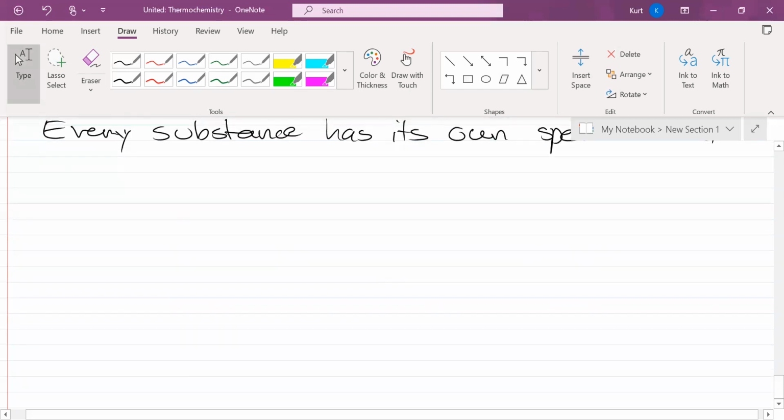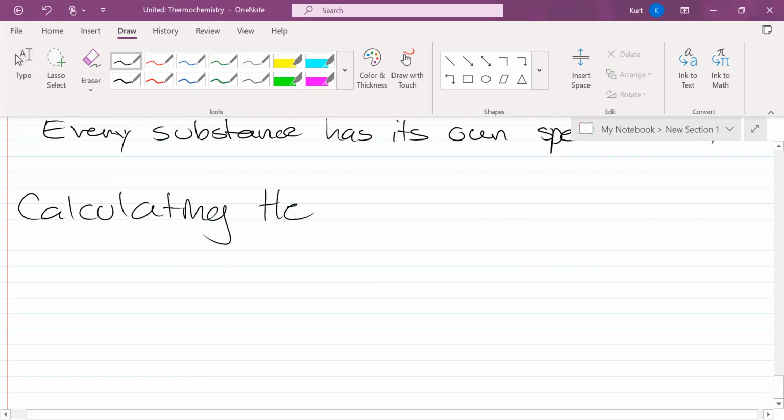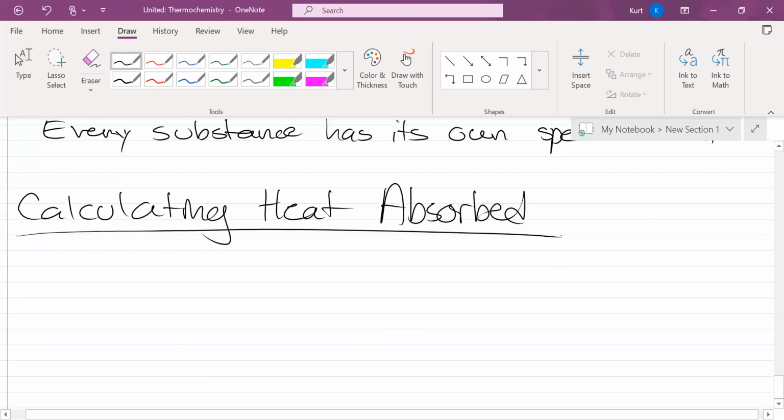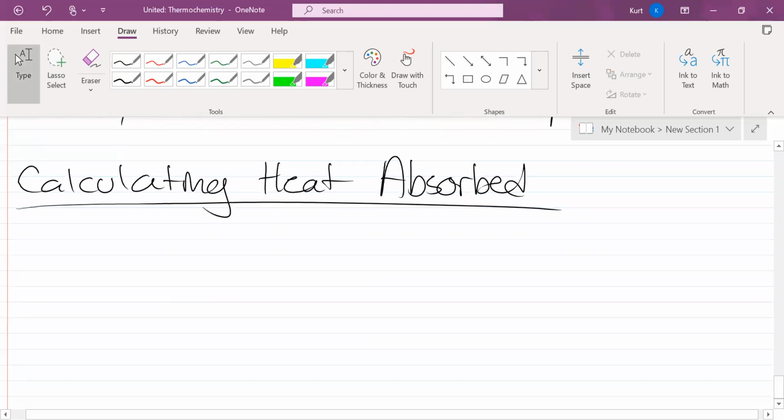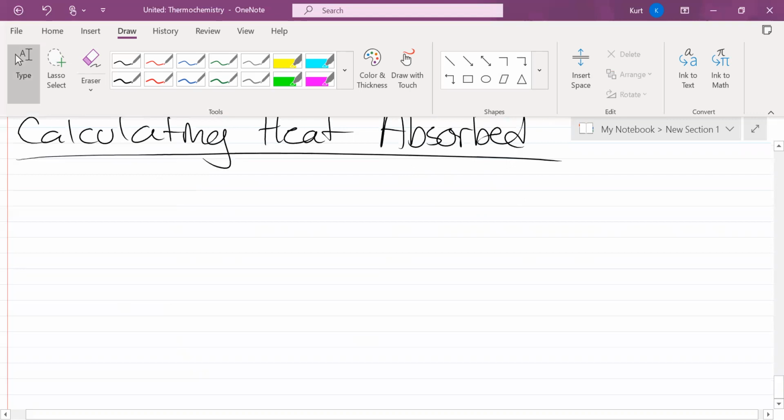Let's do calculating heat absorbed. Now, the cool thing with water being able to absorb heat without changing is, I remember my high school bio teacher would tell me this. When you drive, most cars now have an internal thermometer where you can tell the air temperature outside. If you get closer to the beach, the temperature is actually going to get cooler.